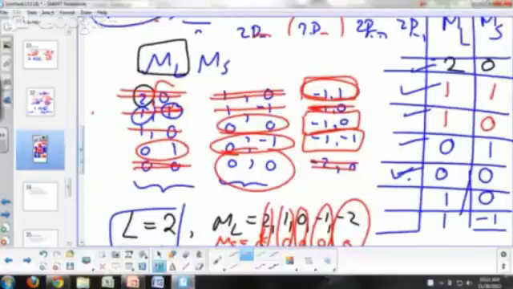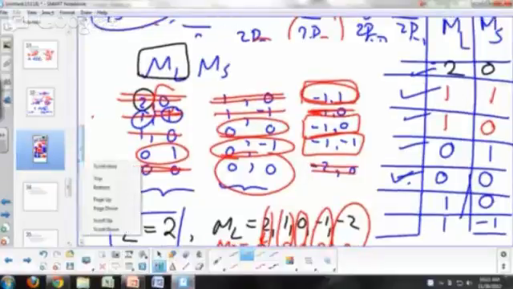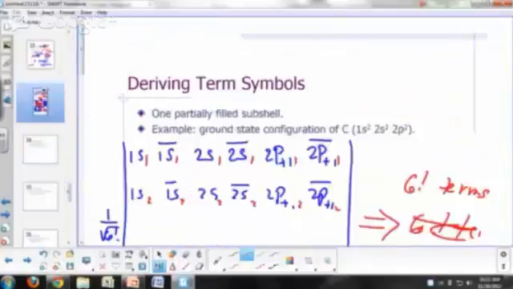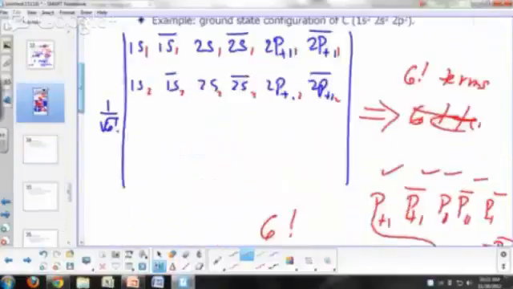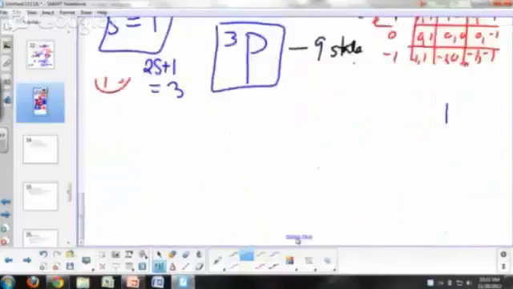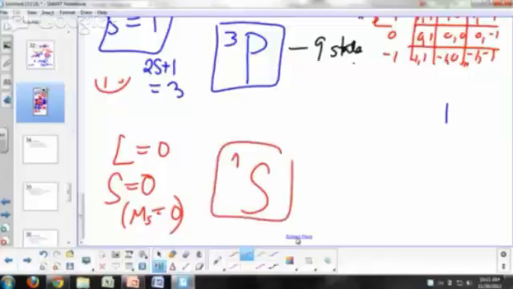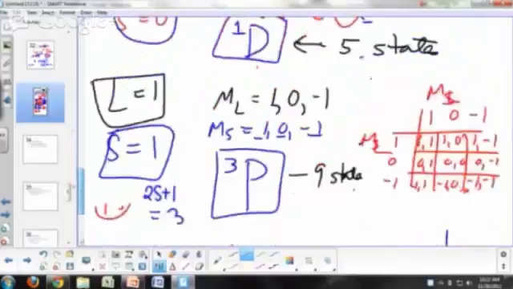So that would be what? L equals 0. What kind of term would that be? So the last remaining term would be an S term, L equals 0, and S must be equal to 0 because your M sub S can only be 0 for that one. What's the multiplicity if S is 0? 1, you have a singlet. Singlet S, triplet P, and singlet D.